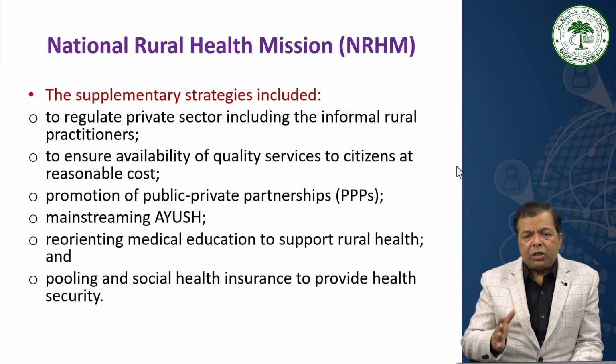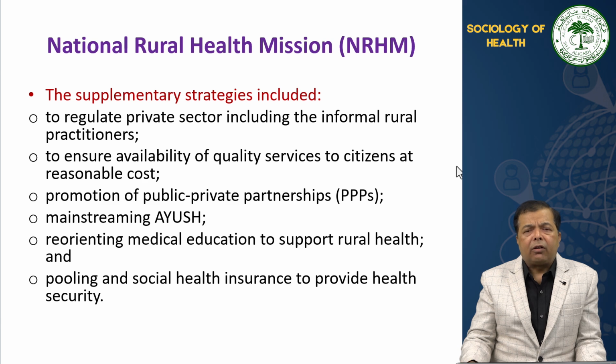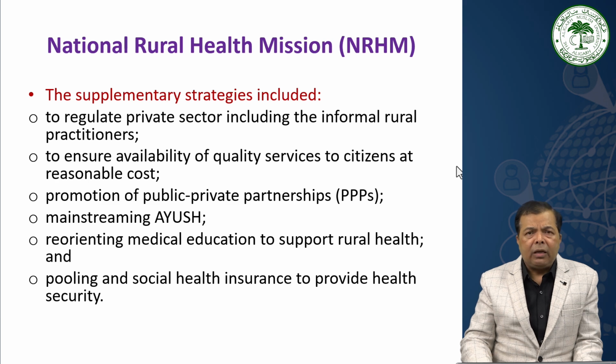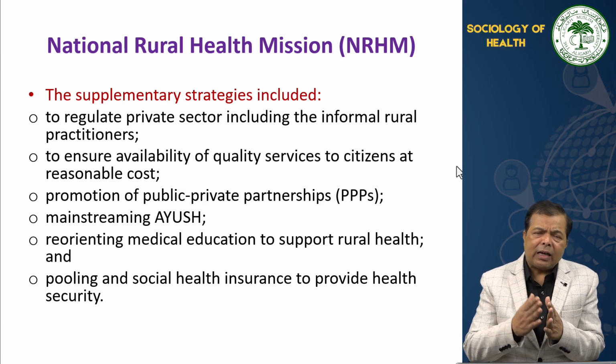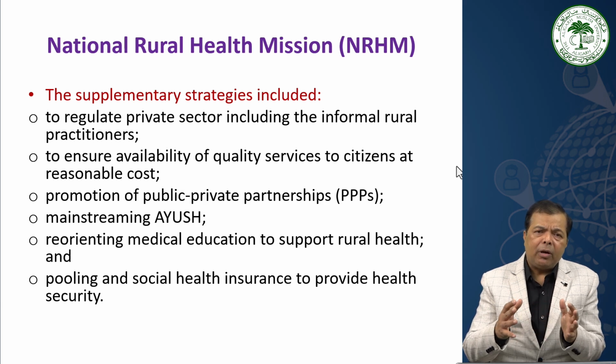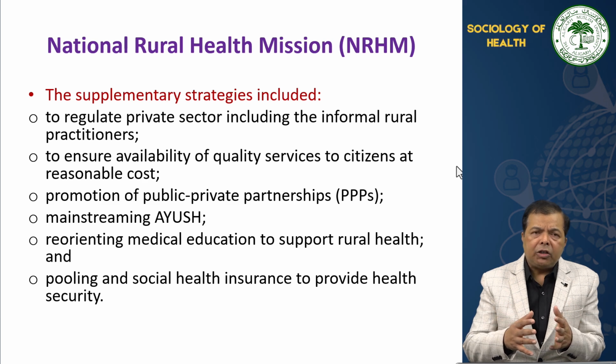So some kind of regulation was required at the bottom level as well as at the larger level in which the private sector is operating. Then, to ensure availability of quality services to citizens at a reasonable cost. So when you have the private sector, those services should be affordable, and at least a reasonable cost should be taken care of, right? So there were several other things. And then there is another very important thing, which is public private partnership. NRHM basically created a kind of trajectory in which the public and private partnership also developed.